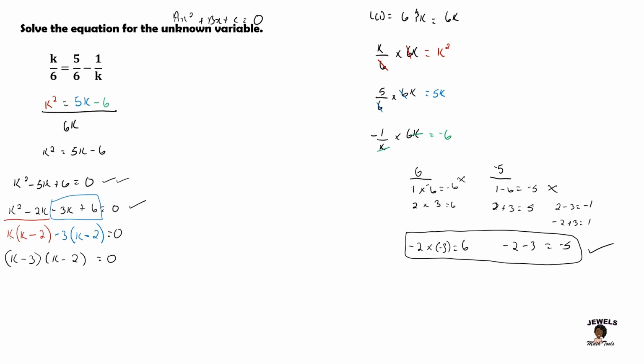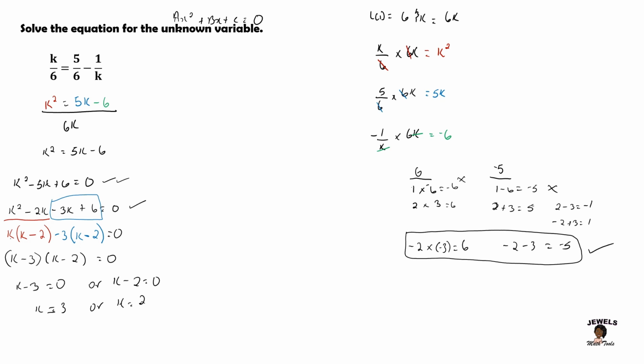Something is definitely off. So now that I've factored my equation, to solve this, that means that k minus 3 is either equal to 0, or k minus 2 is equal to 0, where k will be equal to either 3 or k will be equal to positive 2.